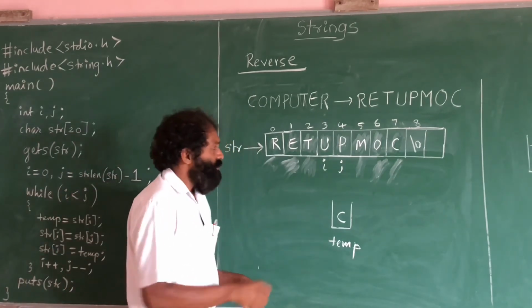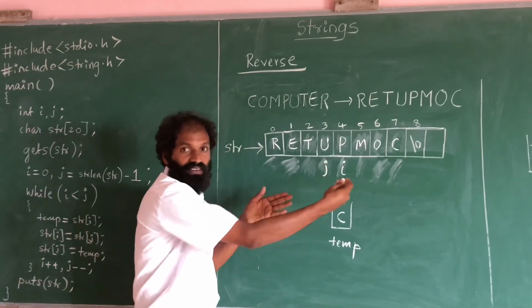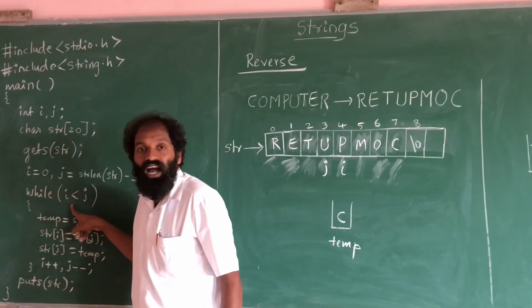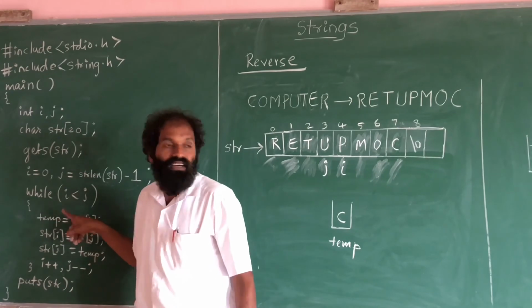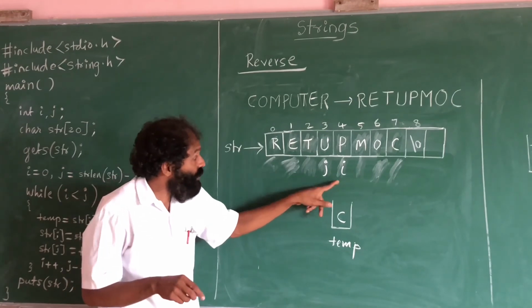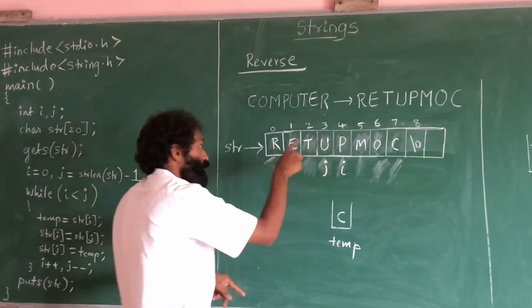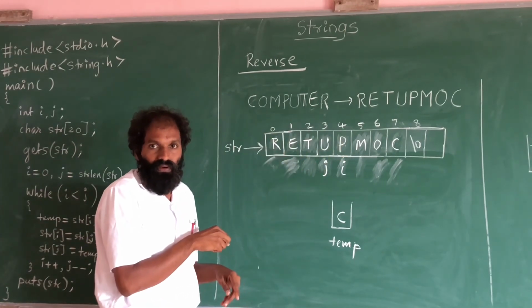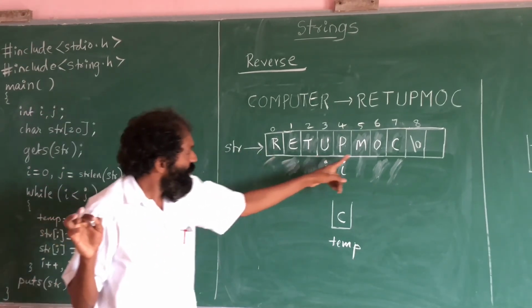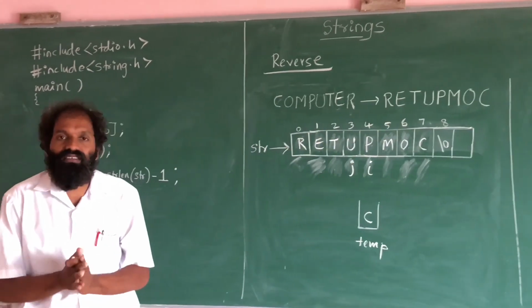Do same thing. I will come here. J will come here. Because if you decrement, J will come here. According to the condition, I must be always less than J. Right? I should be less, but according to this, now J value is 3, I value is 4. I becomes more. So you have to stop. When I becomes more than J, we have to stop it. Now see, the string is reversed. This is how it works. So simple.